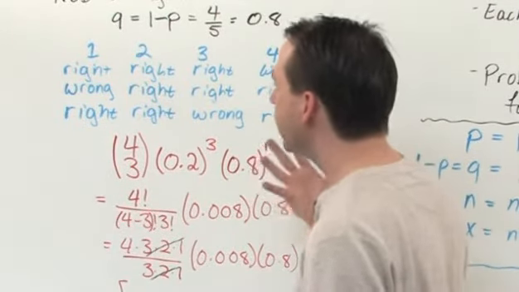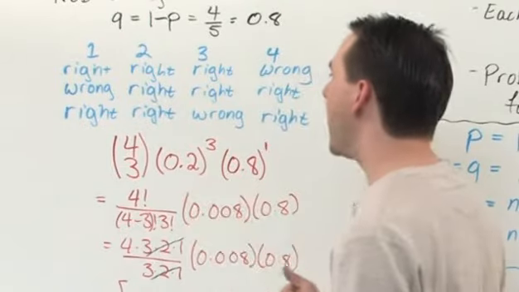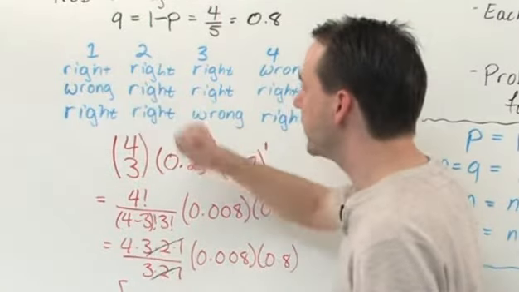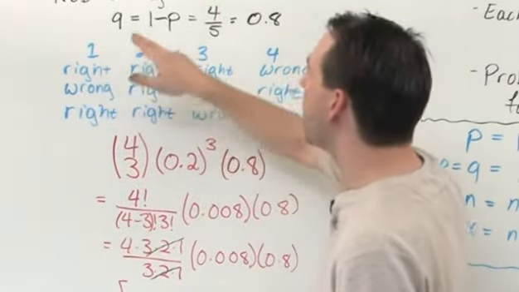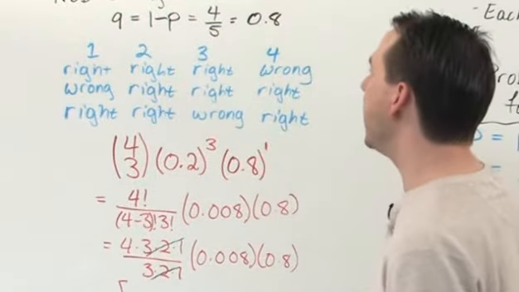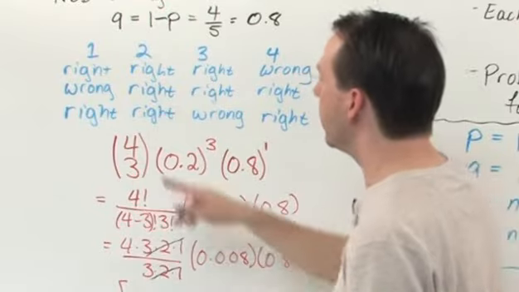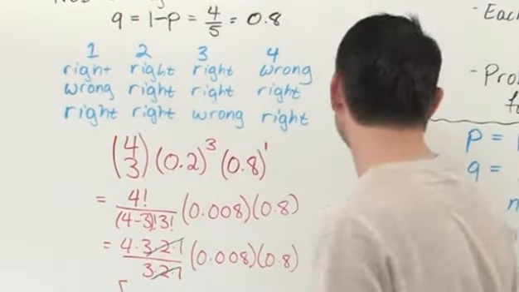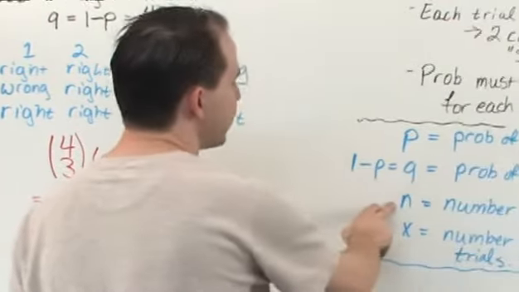Within each event, so to speak, I have a probability of getting it right and a probability of getting it wrong. I know the probability of getting it right is 0.2. The probability of getting it wrong is 1 minus that, 0.8. It's always going to follow this pattern. There'll be a probability of getting it right and a probability of getting it wrong, okay? So this is the number of trials, N.